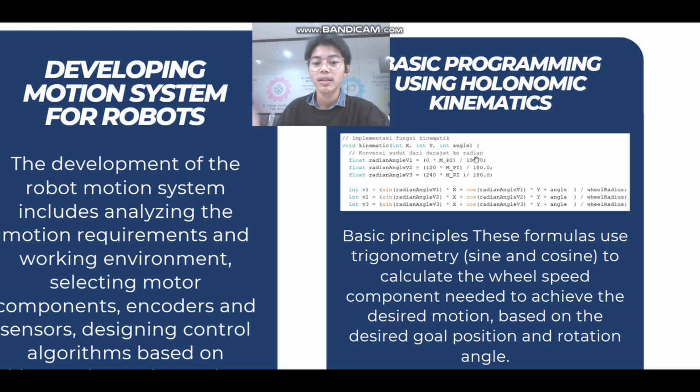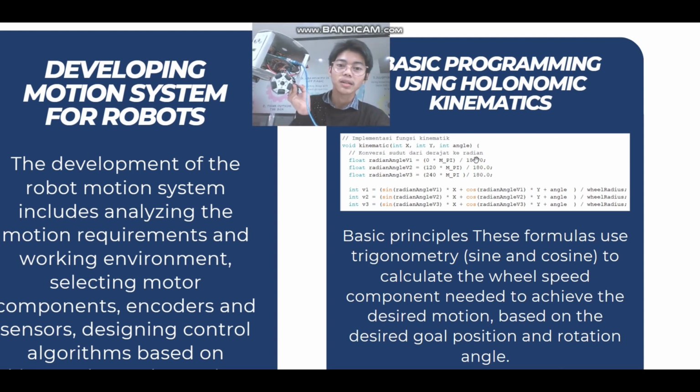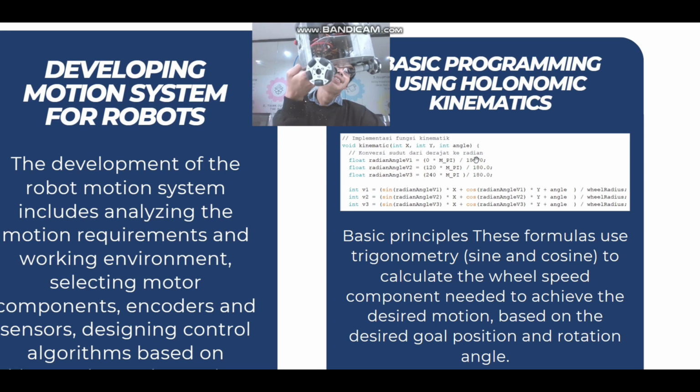Then for the second wheel and the third wheel, we add 120 degrees each. So the first wheel is 0, the second wheel is 120 degrees, and the third wheel is 240 degrees. The result of the conversion will be set to the respective radians of V1, V2, and V3.